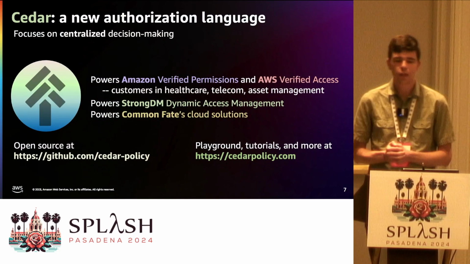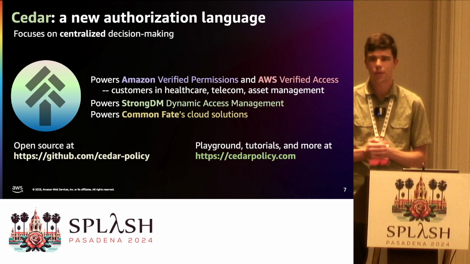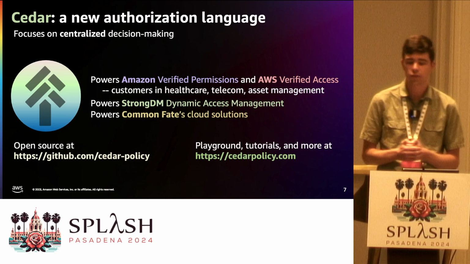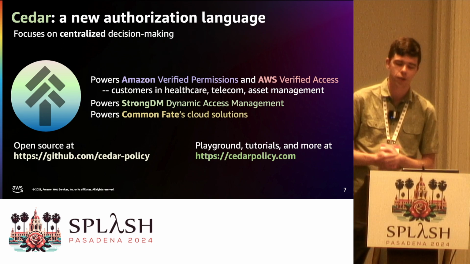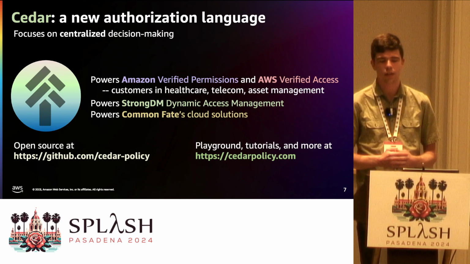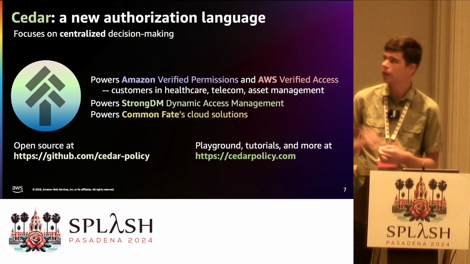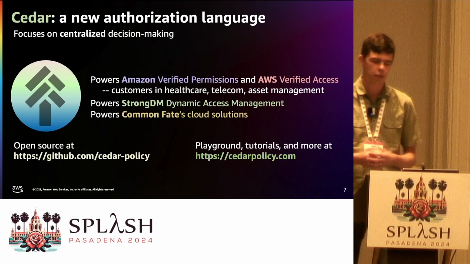So that's why we developed Cedar, a new authorization language focused on centralized decision-making. Cedar is at the core of 2 different AWS services, verified permissions and verified access, which have customers in many different industries, including healthcare, telecom, and asset management. But Cedar is also open source on GitHub. And as a result, it's been picked up by a number of startups, including StrongDM and Common Fate, who have built their entire core products around the Cedar authorization language.